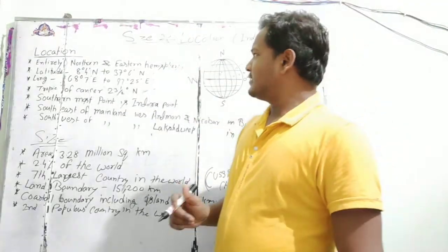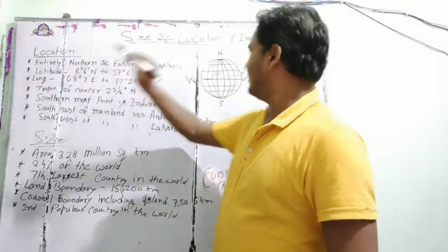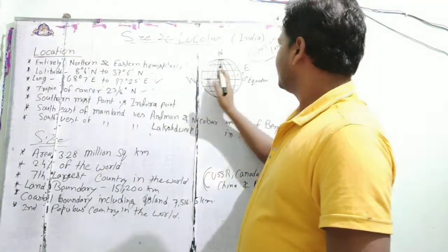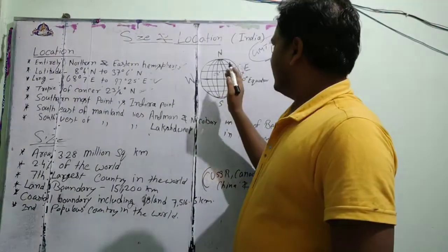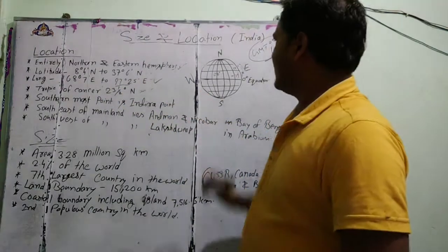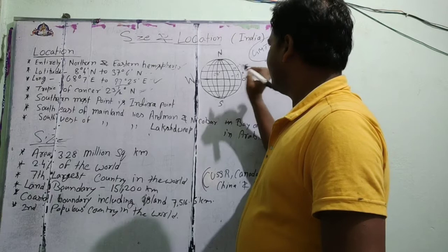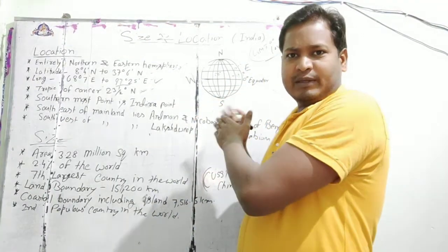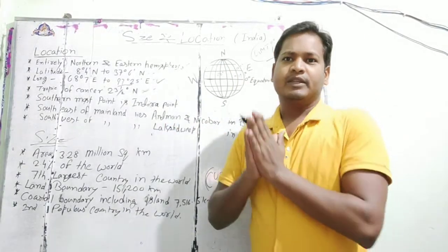Here we have discussed that the longitudinal extension of India starts from 68 degree 7 minute east. That means it is east of the GMT, and it is extended up to 97 degree 25 minute east. That means it is also in the eastern hemisphere. That means completely, entirely, it is located in the eastern hemisphere.